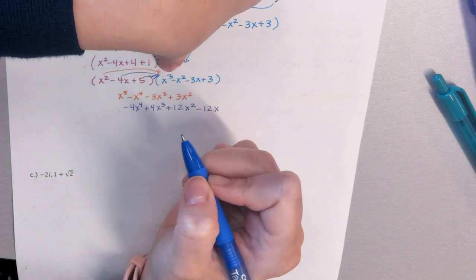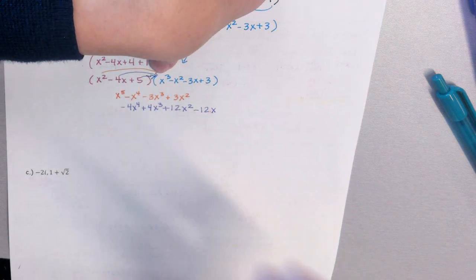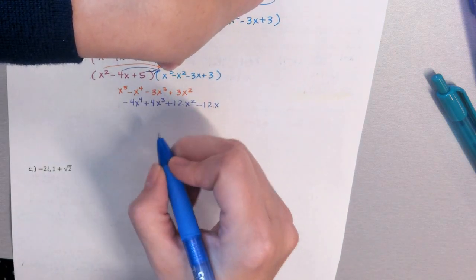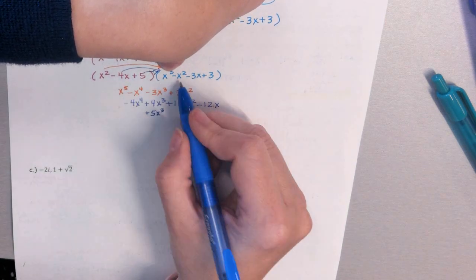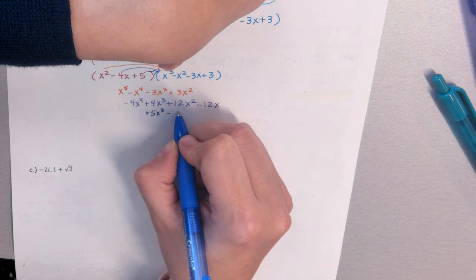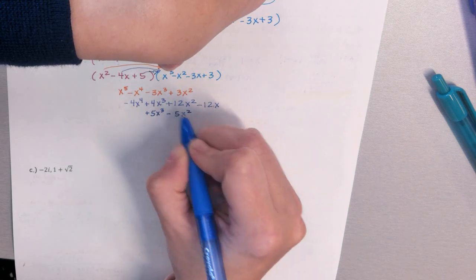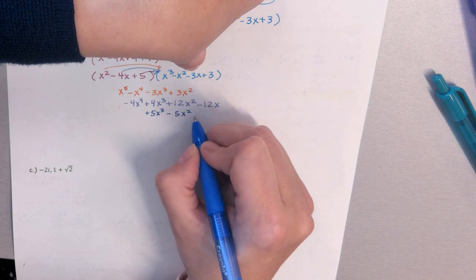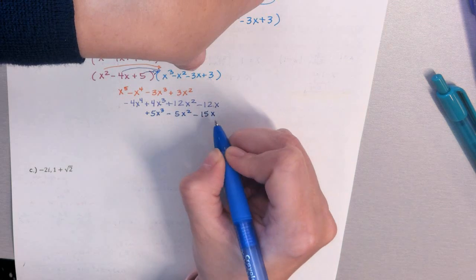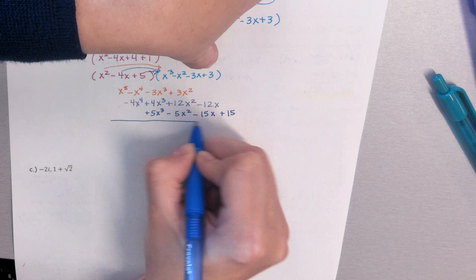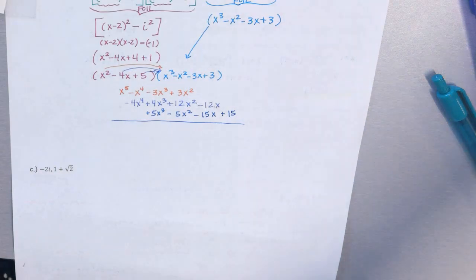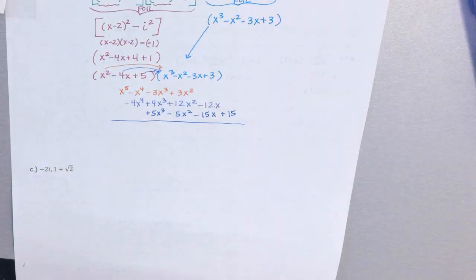Alright, now the last one, again, that one's a little bit easier because it's only the numbers, so I'm going to multiply by 5. So I have 5x cubed. You can see these start to line up pretty nicely. And then 5 times negative 3 is negative 15. And then 5 times positive 3 is positive 15. Then I'm going to add them all together straight down.